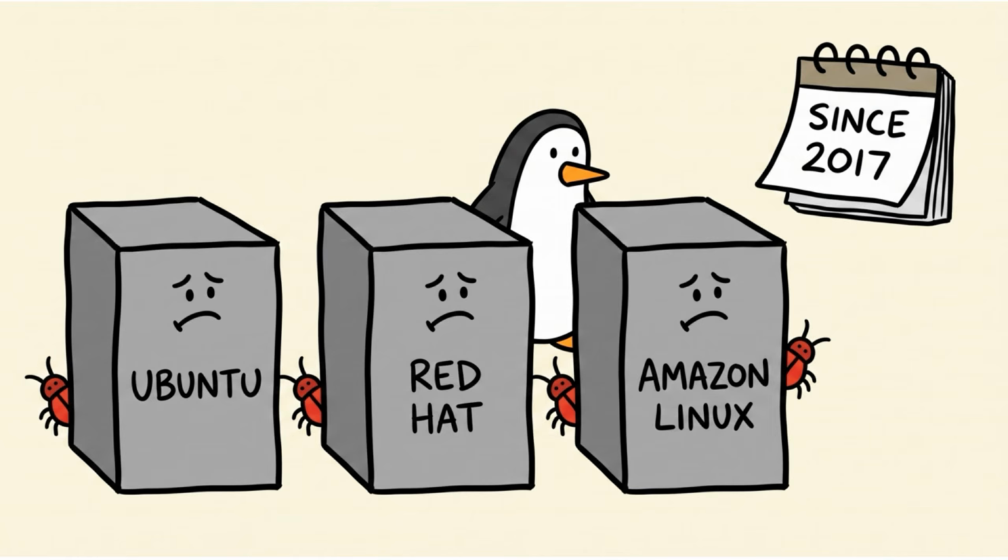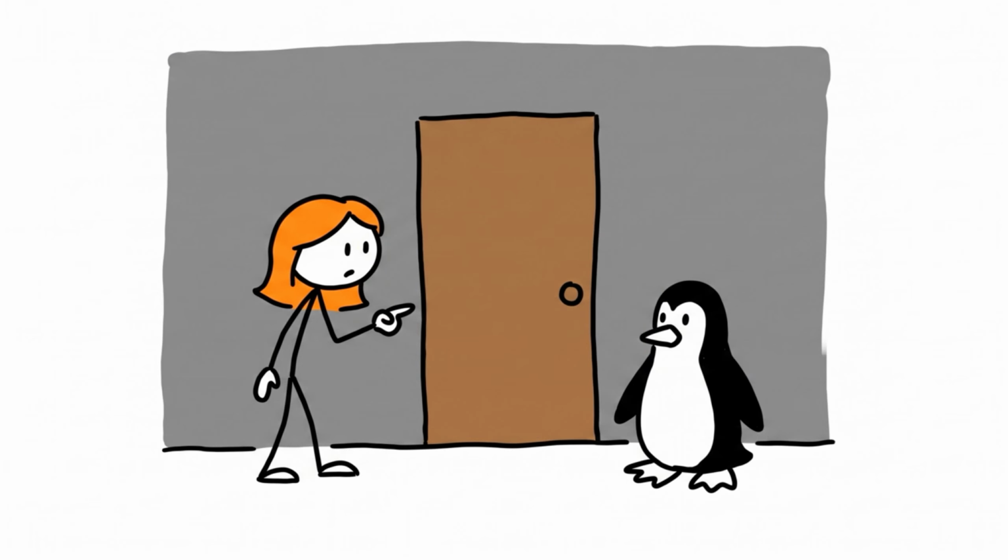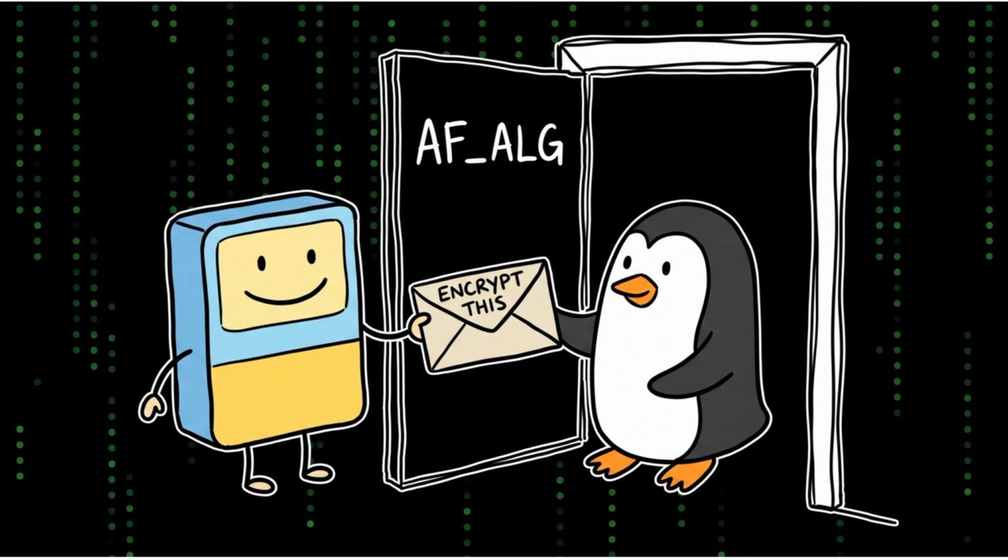CVE-2026-31431. It scored a 7.8 out of 10 on the severity scale, which is high. And it sat quietly inside almost every major Linux distribution since 2017. Ubuntu, Red Hat, Amazon Linux. If you ran Linux in the last 8 years, you almost certainly ran this bug. So how does a request to copy a few bytes turn a normal user into the most powerful account on the machine? Let's slow it down.